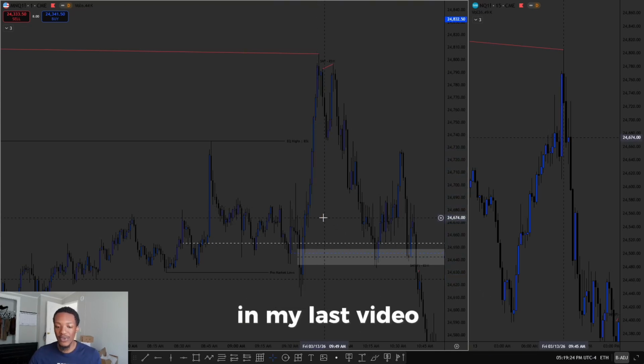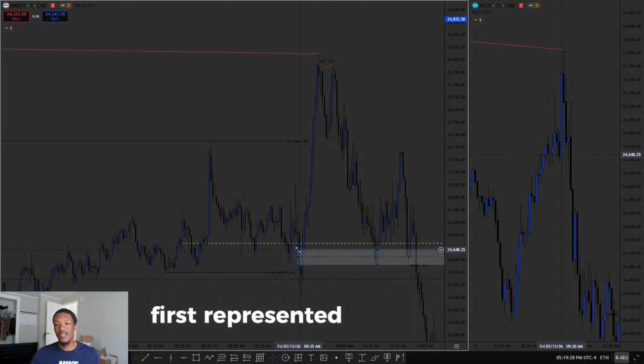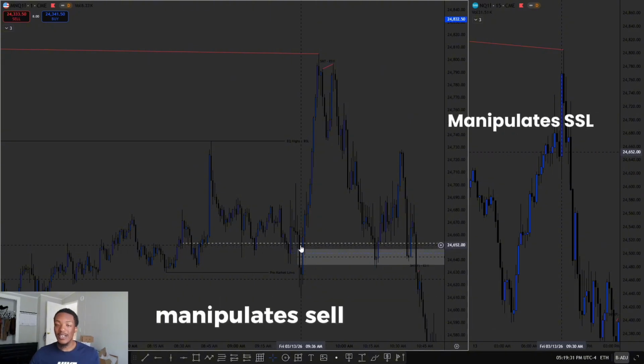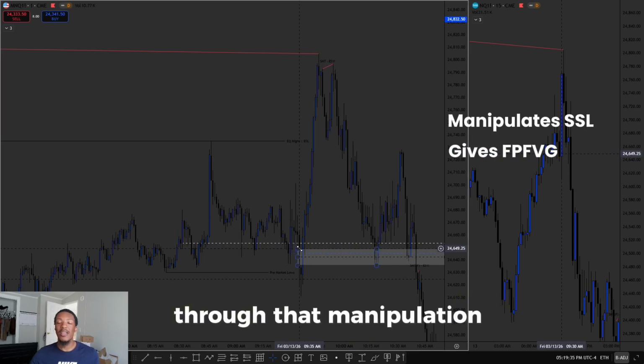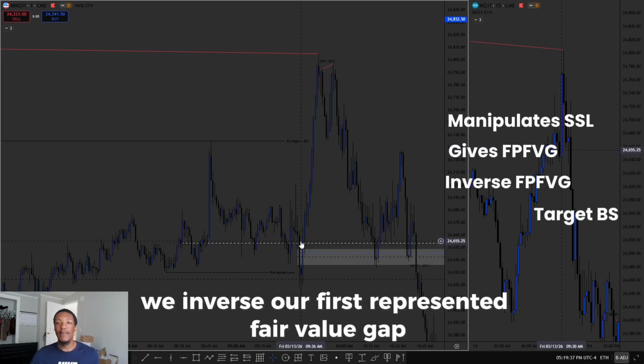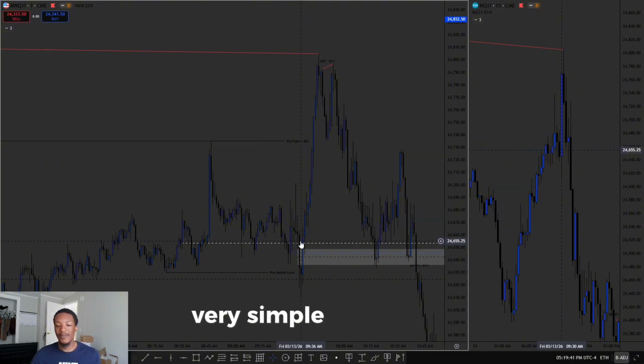In my last video, I think I covered a similar trade using the same logic. First presented fair value gap manipulates sell side liquidity, gives you a first presented fair value gap. Through that manipulation, we inverse our first presented fair value gap to go target the buy side liquidity. So very, very simple trade today.